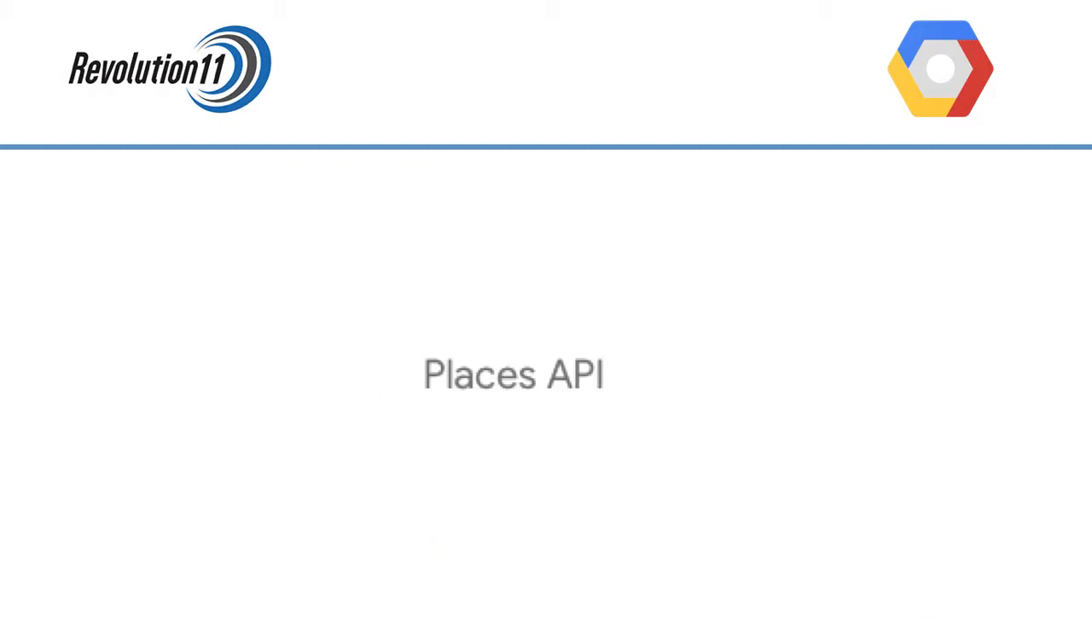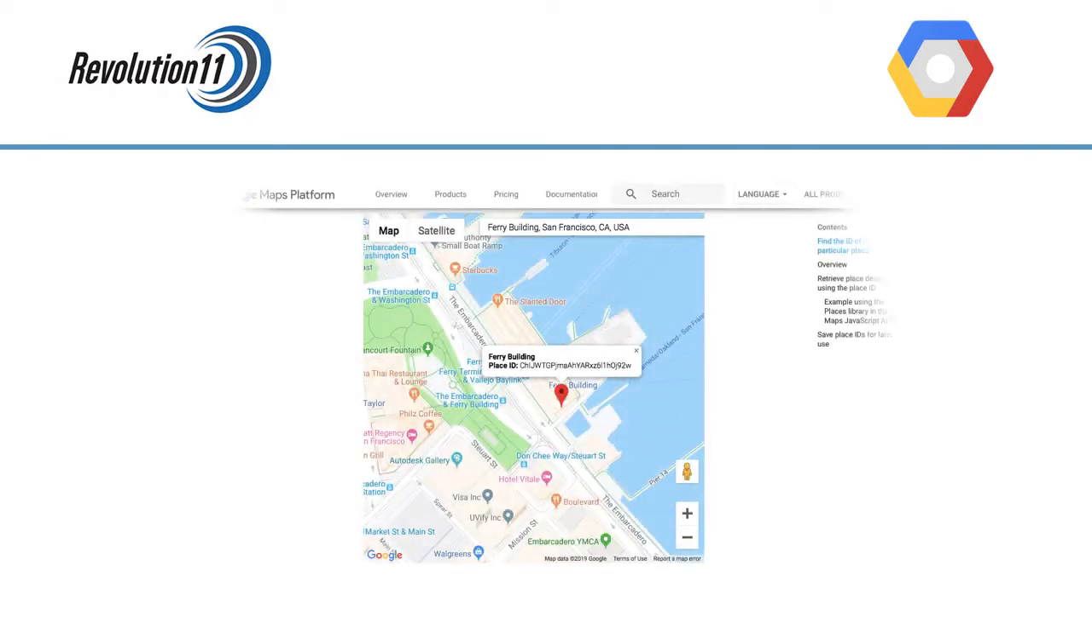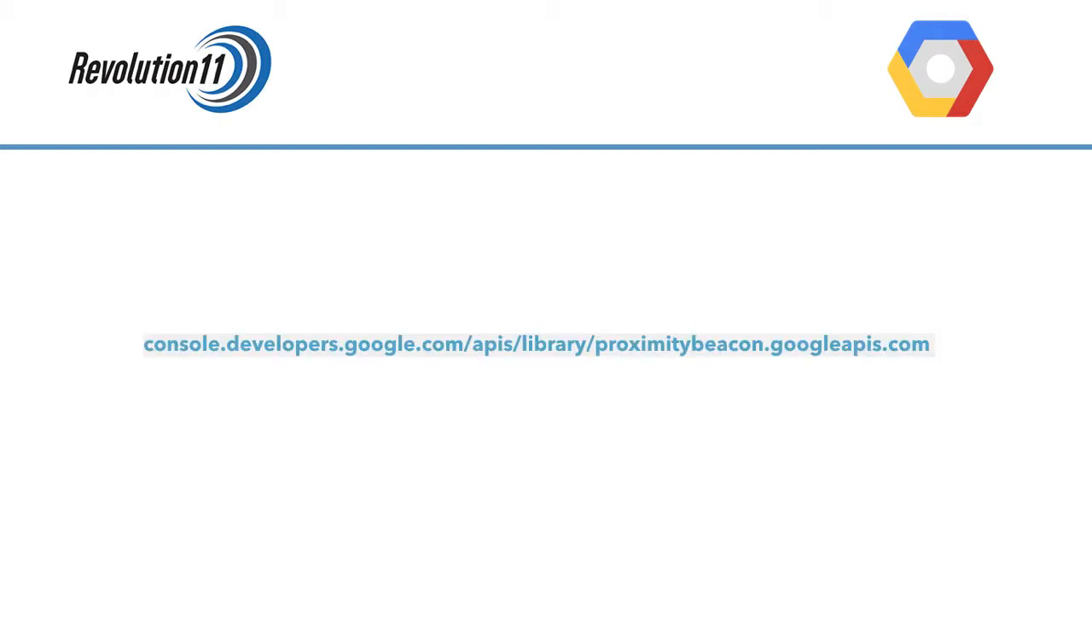We're also going to be using Google's Place ID in case we want to use these beacons with the Places API. To determine the Place ID for your location, go to this URL, find your location on the map there, and the Place ID will show up. Now that we've gathered up everything we need, let's get to work.